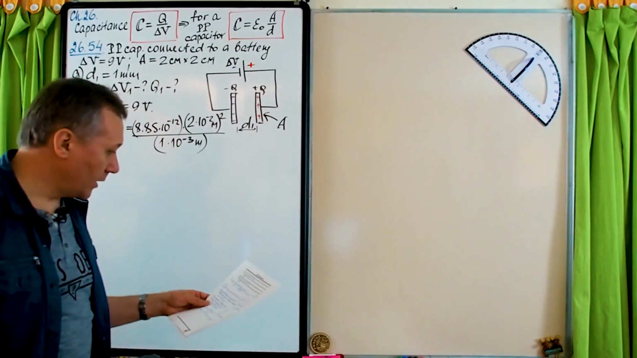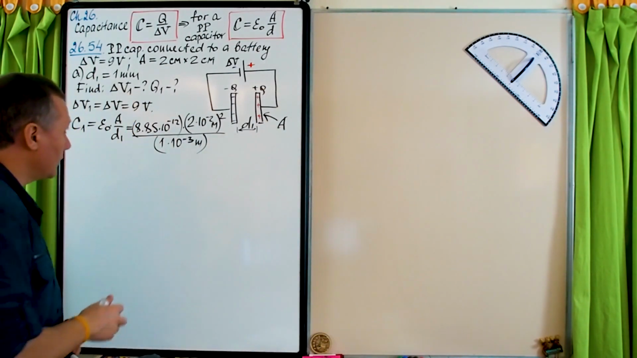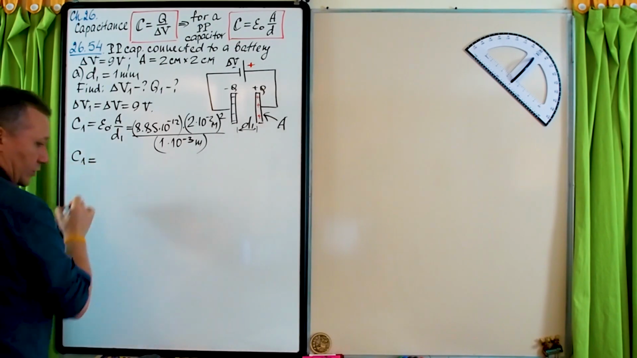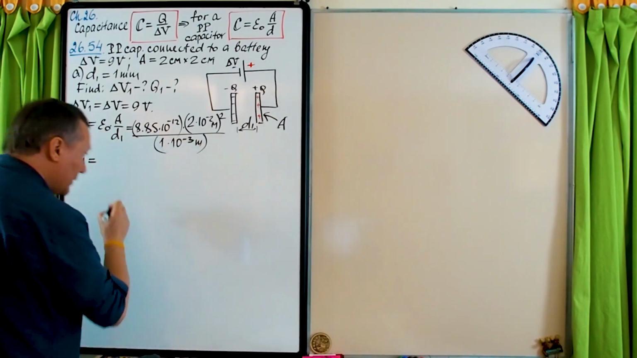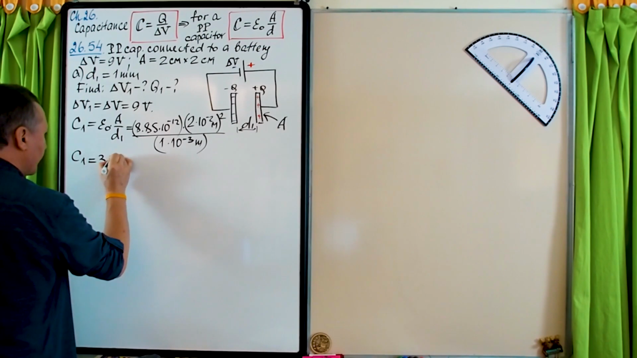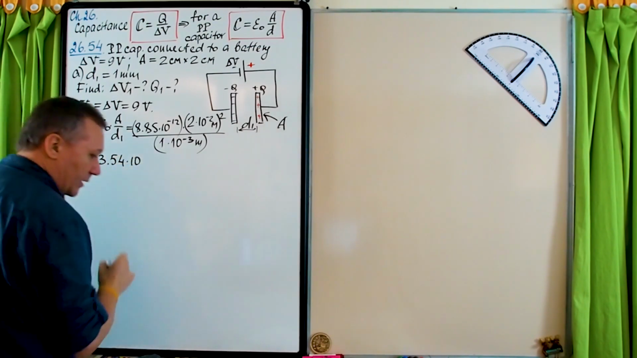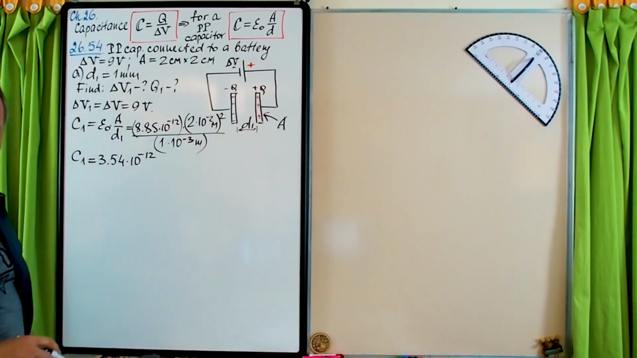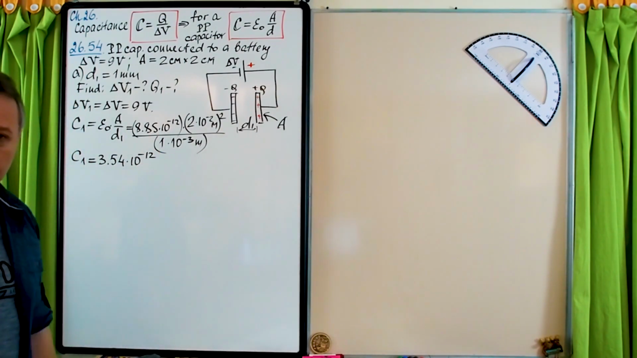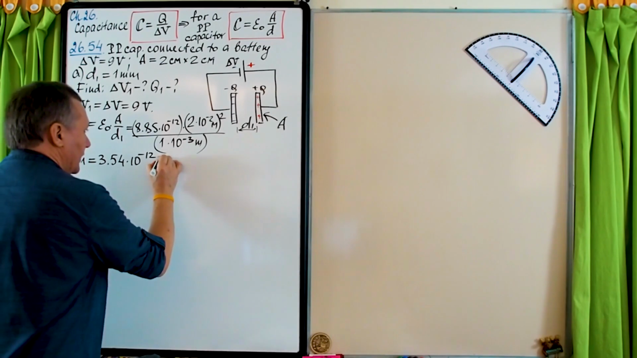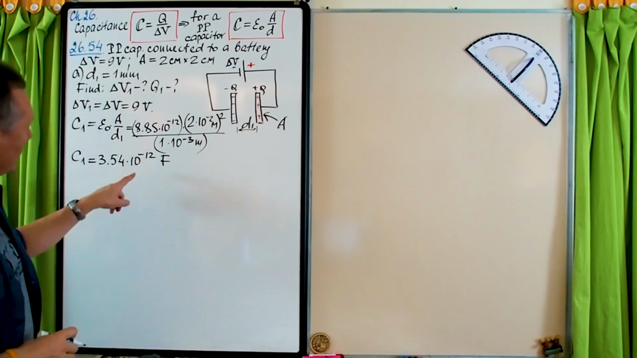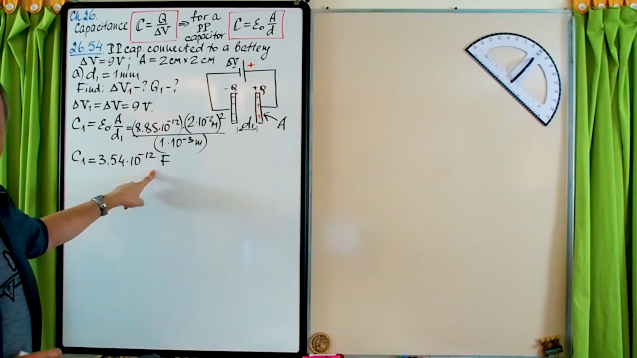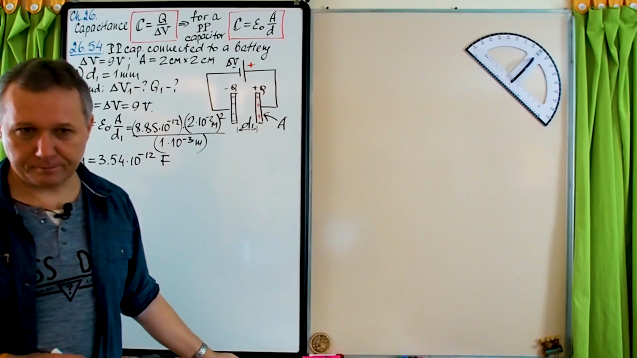If you calculate it, you will get C1 equals 3.54 times 10 to the power of minus 12. Units? There is a special unit, the farad, capital F. Actually, 10 to the power of minus 12, if my memory is not failing me, is a picofarad. Picofarad.